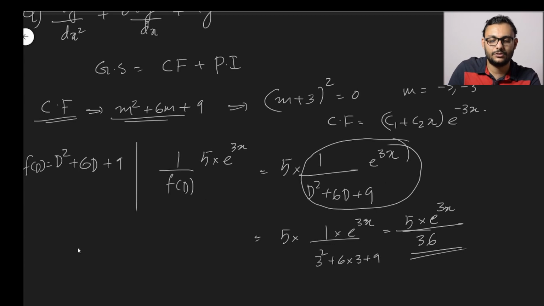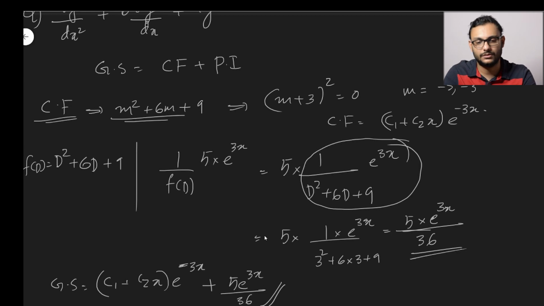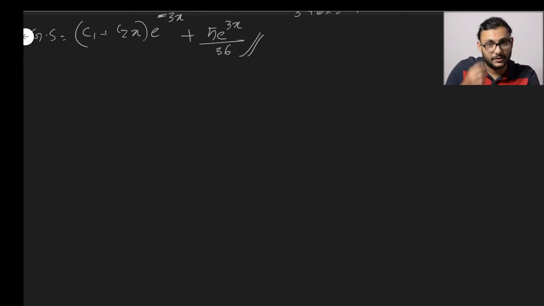So, the general solution is given by complementary function, that is c1 plus c2x into e raised to minus 3x plus particular integral, which is 5 e raised to 3x divided by 36. This will be the final expression for this kind of differential equation. I hope you got the result. Okay. Now we can move on to the second type of R of x.